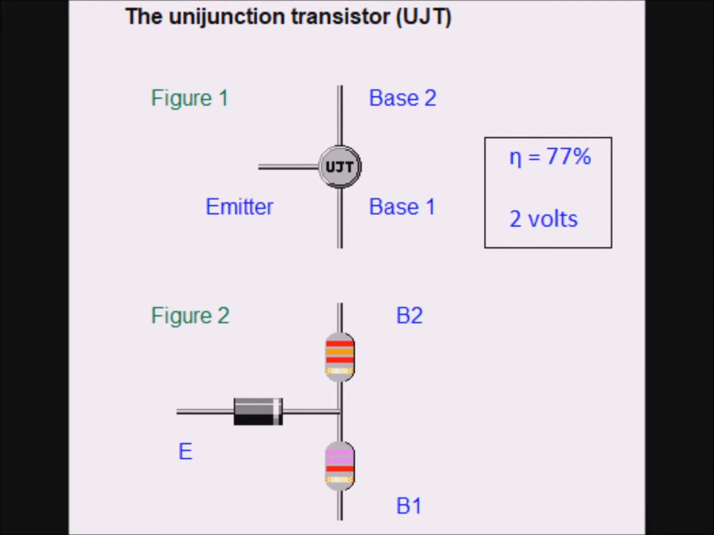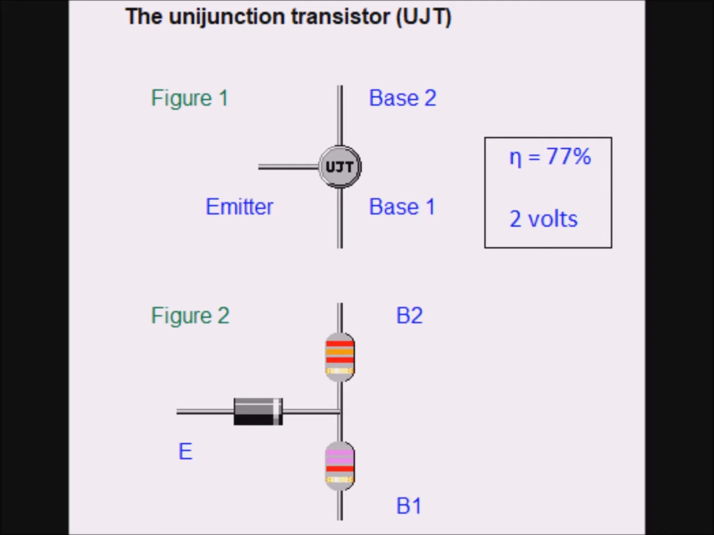The curious thing about the unijunction transistor, or UJT, is that the emitter is located where you would expect the base. The other two leads are marked base 1 and base 2. The original name for this device was double base diode, which is more descriptive. Figure 2 shows a representation of the UJT consisting of a diode and two resistors.